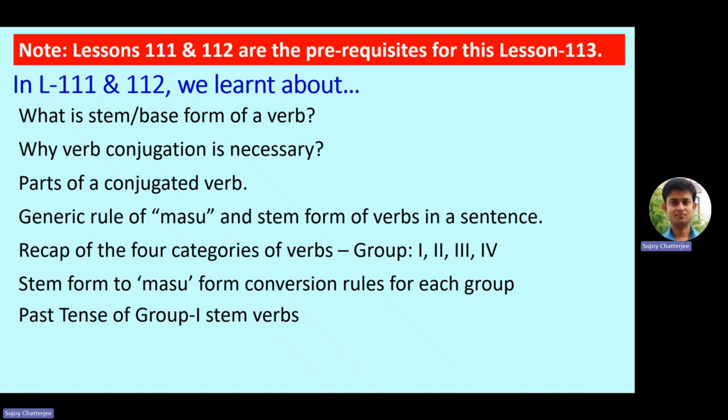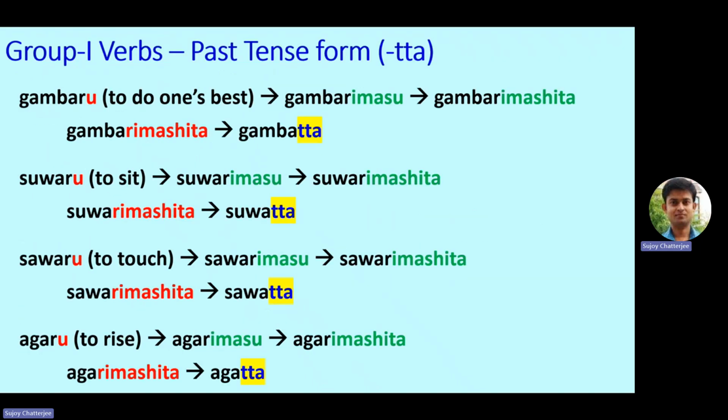Then in lesson number 112, we studied the past tense of group 1 stem verbs. There are many exceptions in this category. We also studied that. All these we have studied, and we shall take these concepts forward in today's lesson. In that way, we shall deal with the past tense of group 2, 3, and 4 in today's lesson. So let's have a quick recap of how we arrived at the past tense form for group 1 verbs.